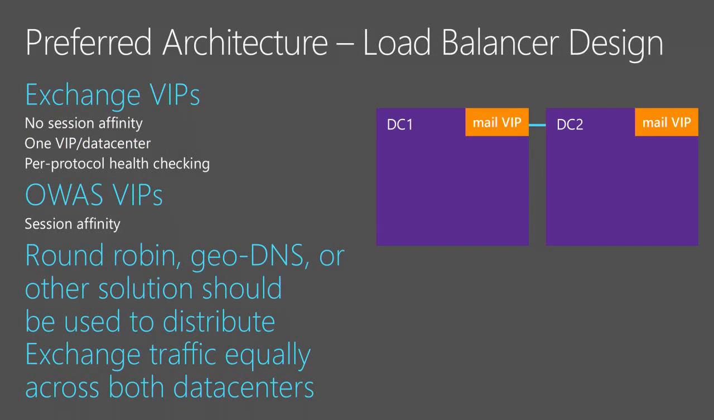Okay, the load balancer design depends on which virtual IPs we're talking about. For the Exchange virtual IPs, no session affinity. Again, one virtual IP per data center and per protocol health checking. So you're using that layer 7 load balancer without affinity, or you could be using multiple namespaces in layer 4. You do need session affinity for the Office web app server, so don't forget that. You just don't need it for Exchange, but you do need it for that. And again, round robin, geographic DNS, or some other mechanism should be used to control traffic as well.